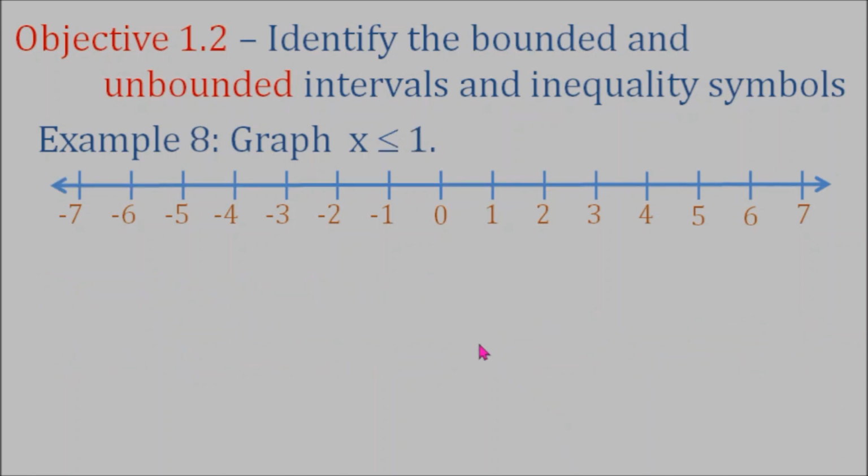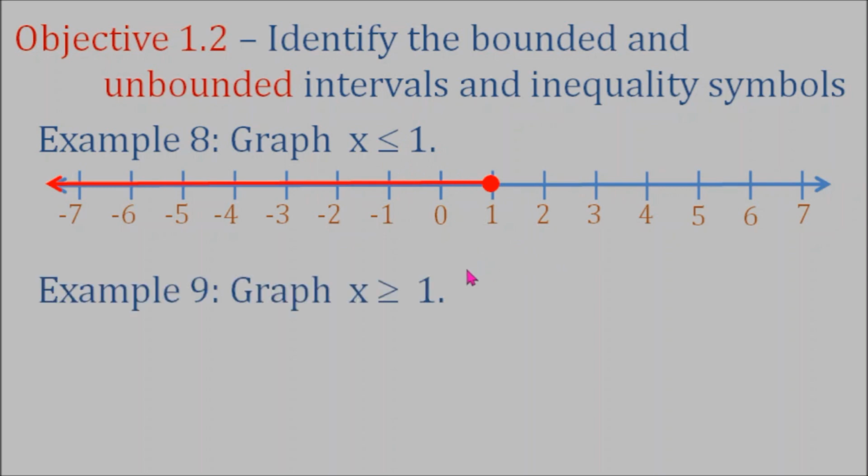Example number 8. Graph x is less than or equal to 1. Now here, the symbol is less than or equal to, so that means we are going to put a closed circle on 1. And because it's less than or equal to, we are going to shade that part on the left of 1. So this is the graph of x is less than or equal to 1.